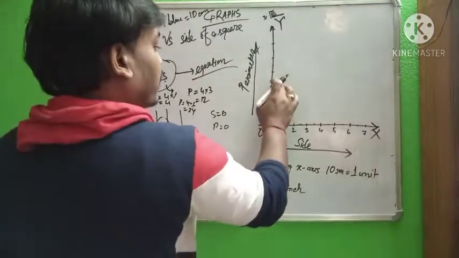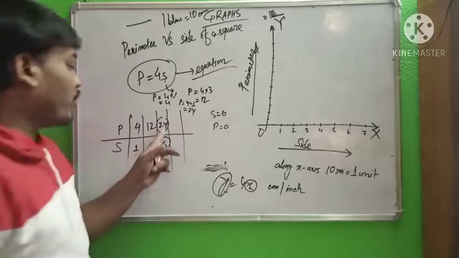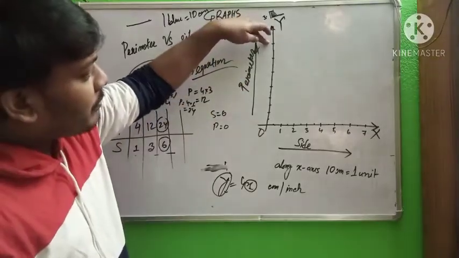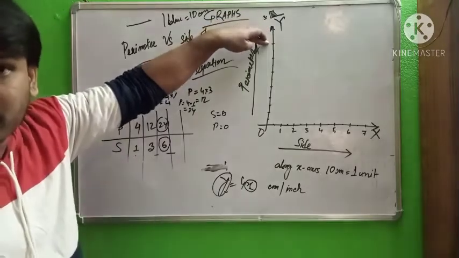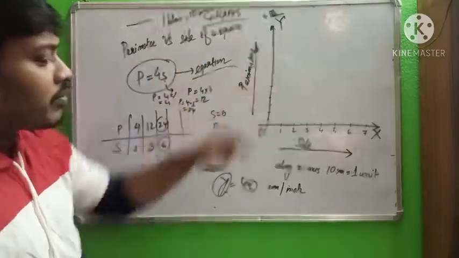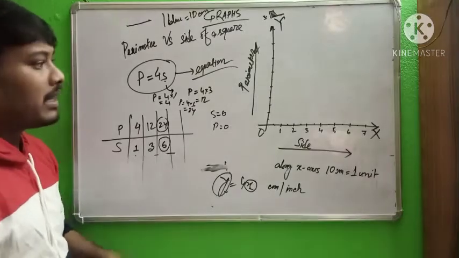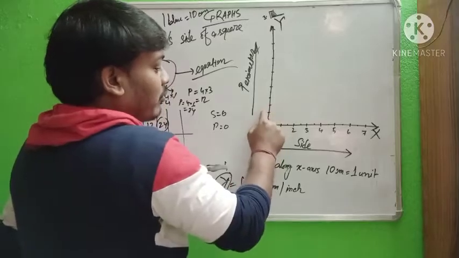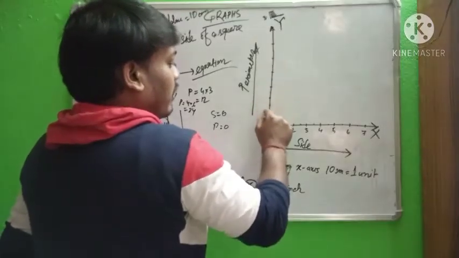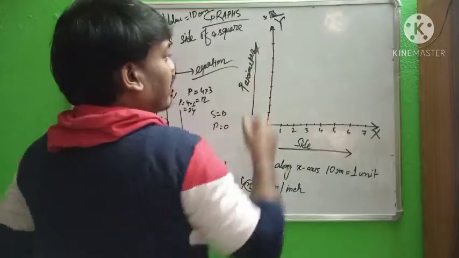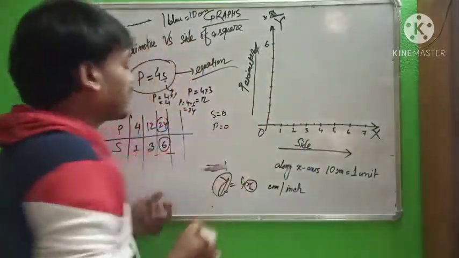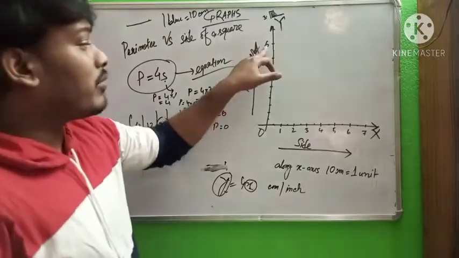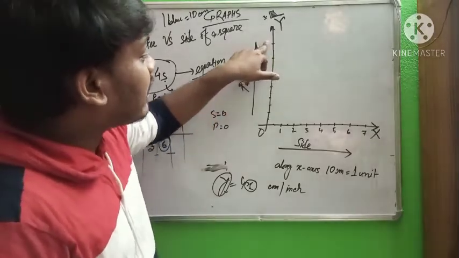So 1, 2, 3, 4, 5, 6. So we need a value of 24 here. If it is 25, then it is enough to draw the graph. But if here we also take one block equal to 1 unit, then 1, 2, 3, 4, 5, 6. So here also the value is given up to 6. But we need the value of perimeter 24 unit, and 24 unit is not there. So we need to change the scale.